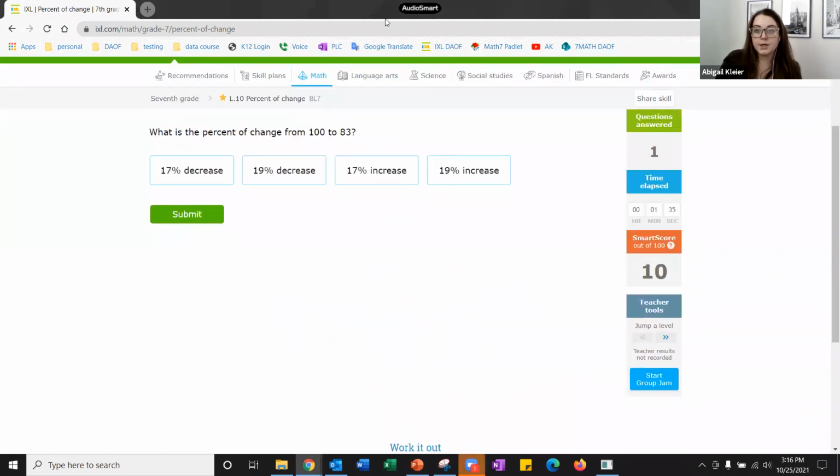And let's do one more together. What is the percent of change from 100 to 83? Again, first step, let's identify. If we start at 100 and we land at 83, this is decreasing. So I can get rid of anything that says percent increase. Now I'm going to go ahead and solve. First step, finding the difference between our two numbers. 100 minus 83 gives us a numerator of 17.